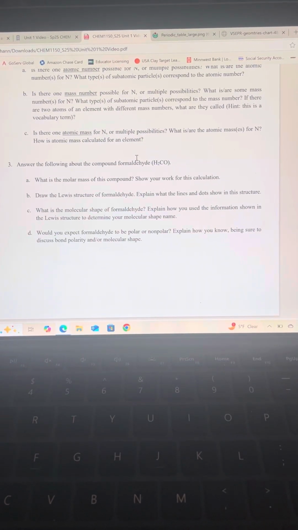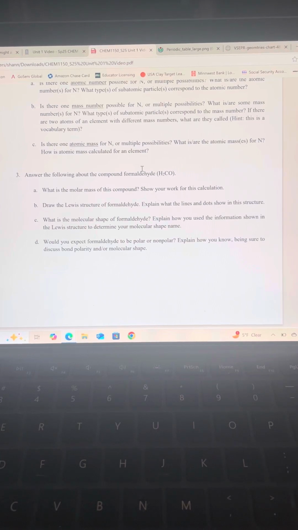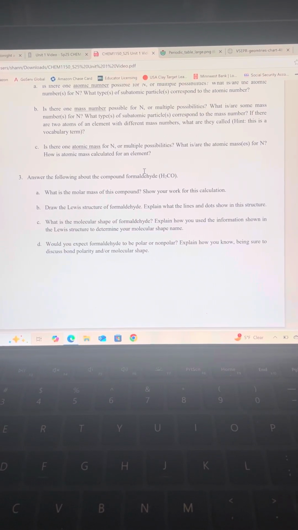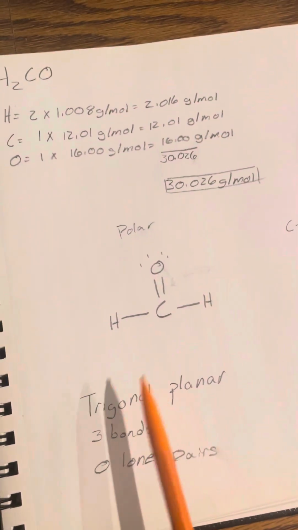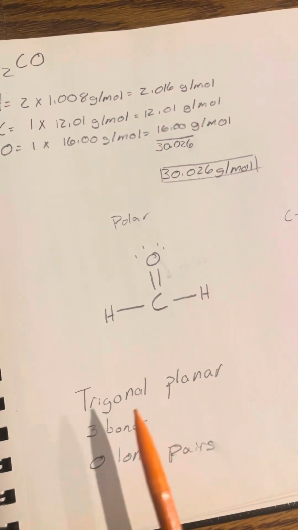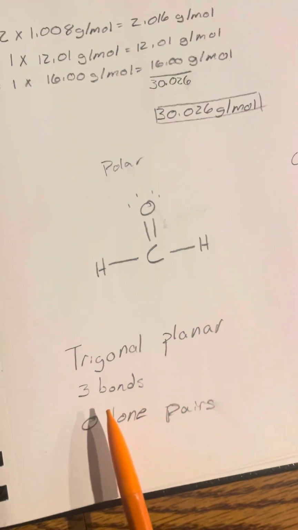What is the molecular shape of formaldehyde? Explain how you use the information shown in the Lewis structure to determine your molecular shape name. So this molecule is trigonal planar. It has 3 bonds and 0 lone pairs.